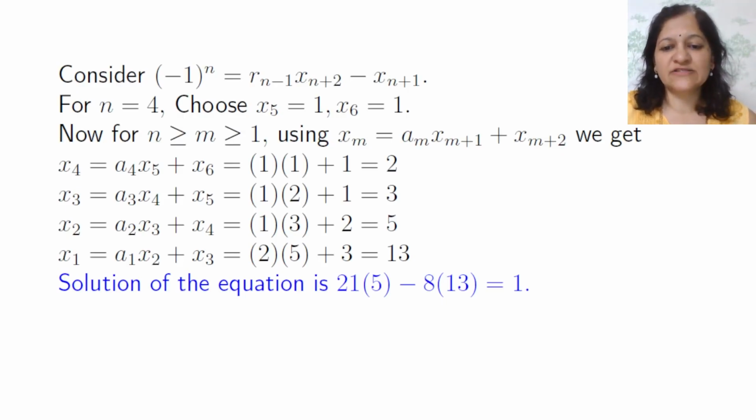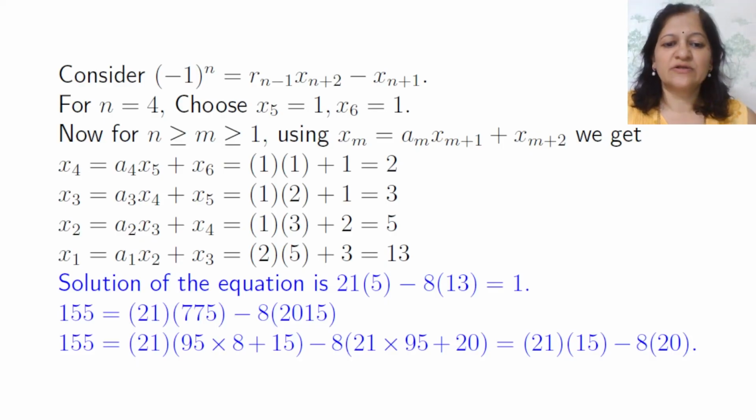But we want the constant as 155. So multiply both sides by 155. Now here we get positive integers 775 and 2015. But these are very large. We want the minimal positive integral solution.